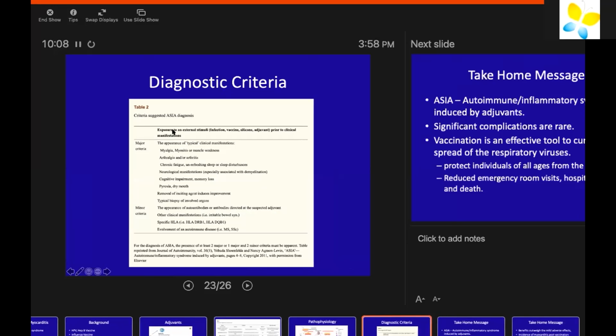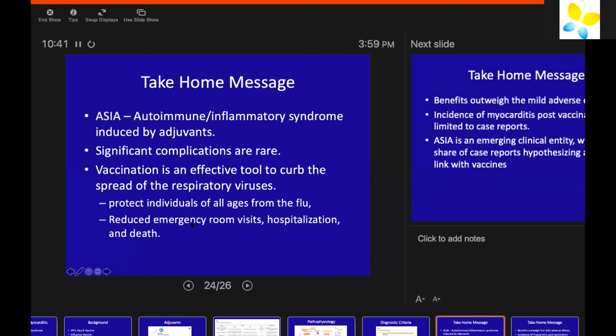What are the diagnostic criteria for this? It is called ASIA. One is myalgia, myositis, which our patient had. In addition to these, neurological manifestations, cognitive impairment, and removal induces improvement. Our patient got better after 4 days. Any two major criteria would be diagnostic for this. Minor criteria are appearance of antibodies directed at the suspected adjuvant agent or specific vulnerable HLA phenotypes.